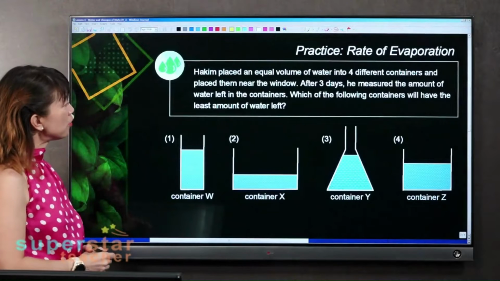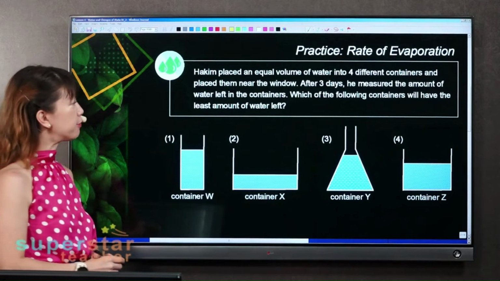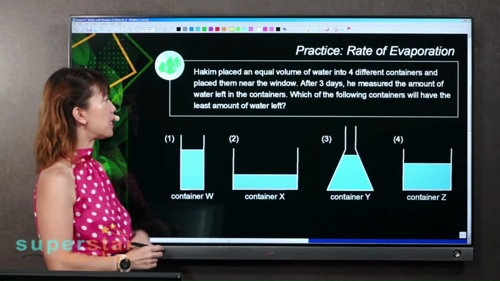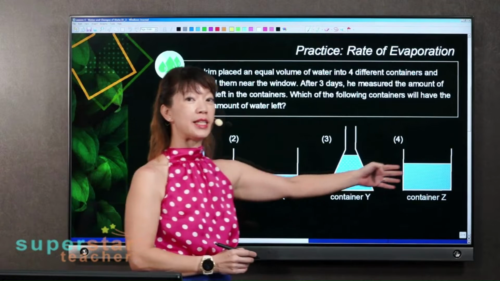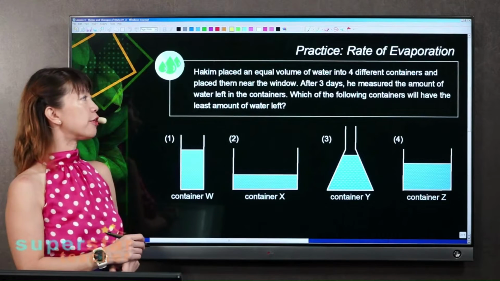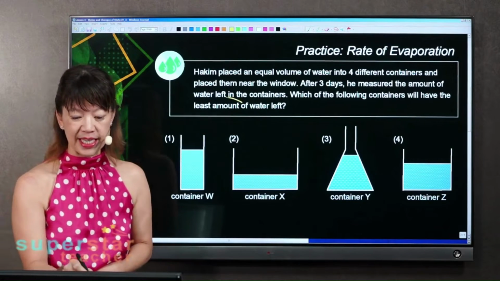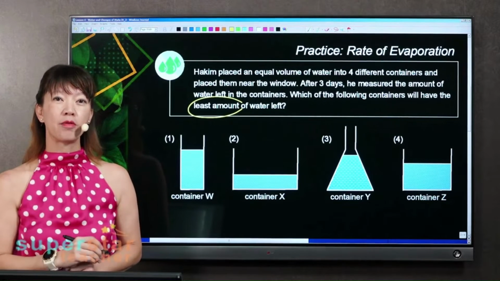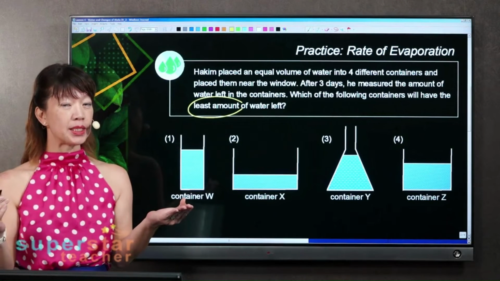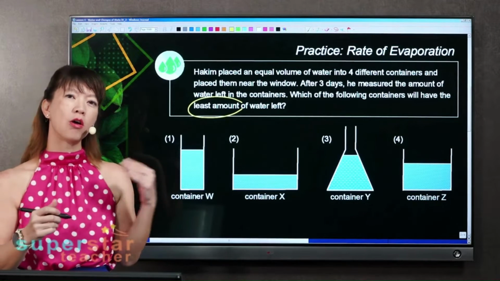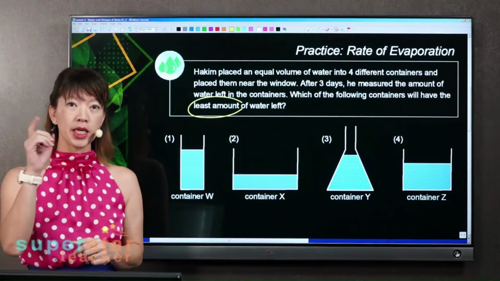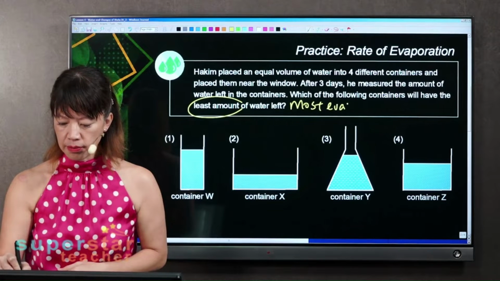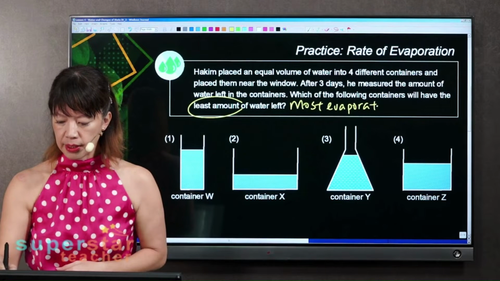Hakim placed an equal volume of water into 4 different containers and placed them near a window. So after 3 days, he measured the amount of water left in these 4 containers. Now, which of the following containers will have the least amount of water left? Now think, to have the least amount of water left means it must have the most evaporation or the least evaporation. Okay, you're right. It must have the most evaporation taking place.